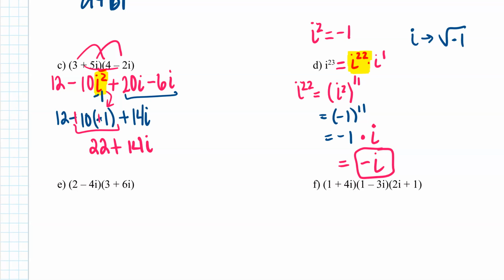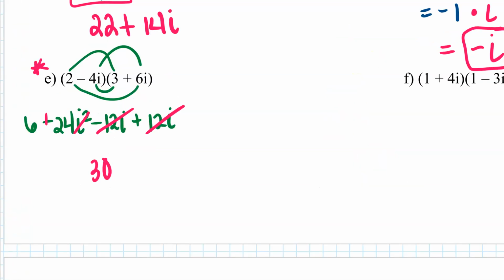So what I want you to do now is I want you to do letter E on your own and then check your work. Okay, so go ahead and do that now. So for part E, we actually get really lucky because we have a -12i and a +12i. So even though these aren't factor difference of squares, we do get those to cancel. And then your -24 here turns to a positive because of the i squared, if you remember. So your answer is actually just 30. Okay, so make sure you check your work. If you have questions about that, ask.